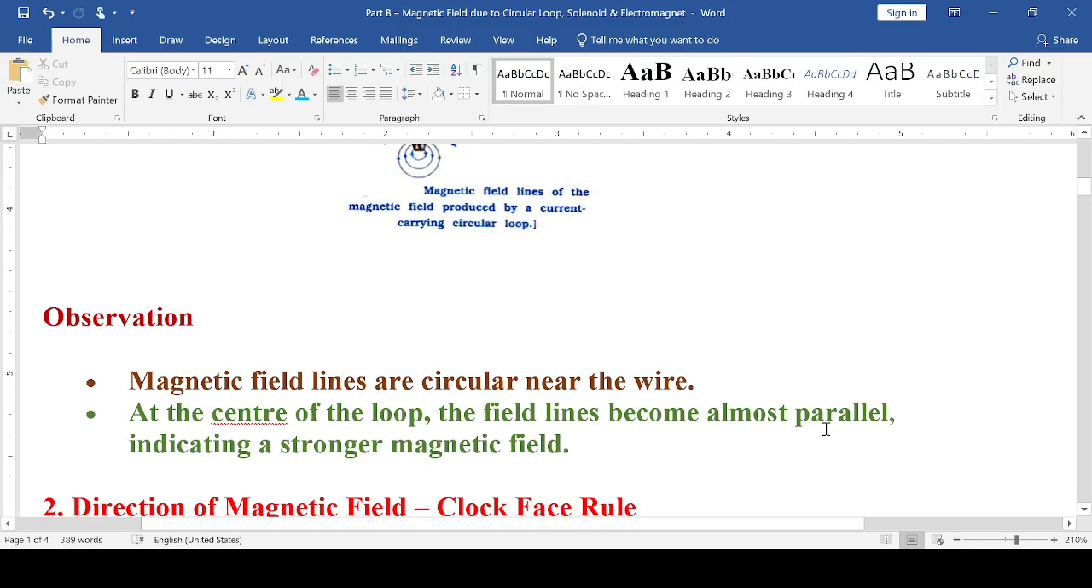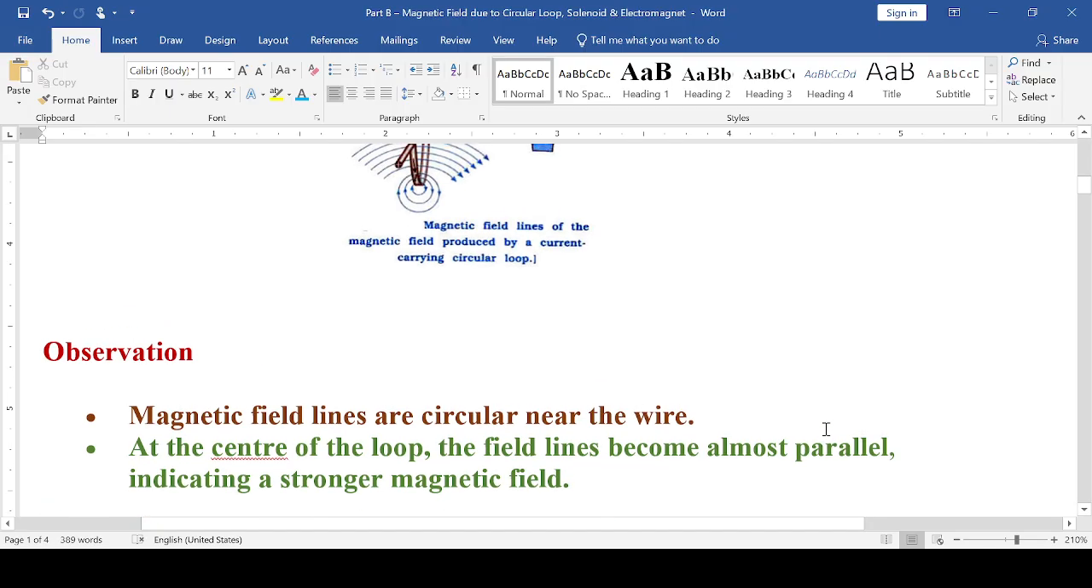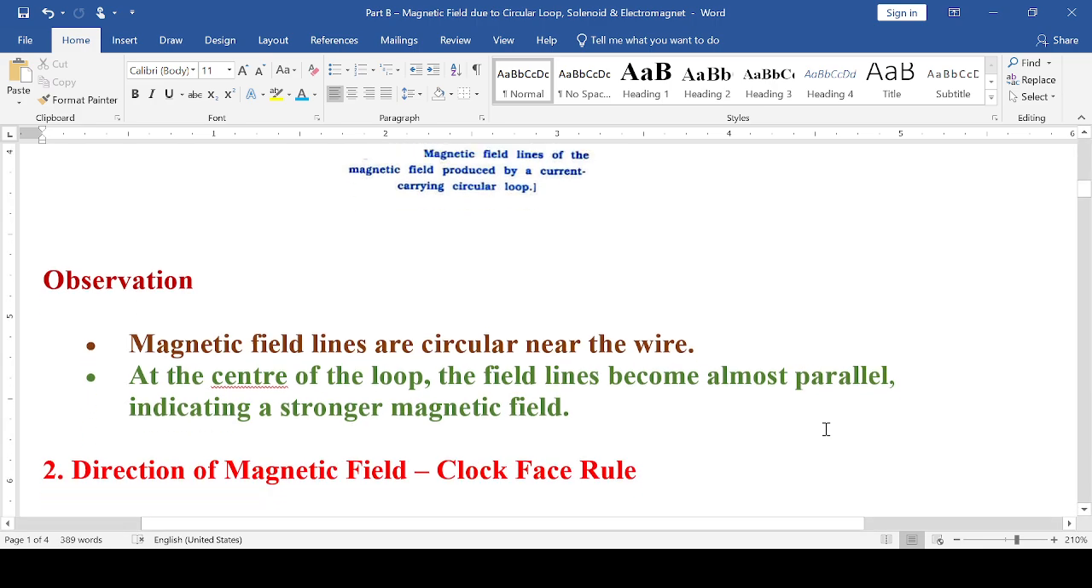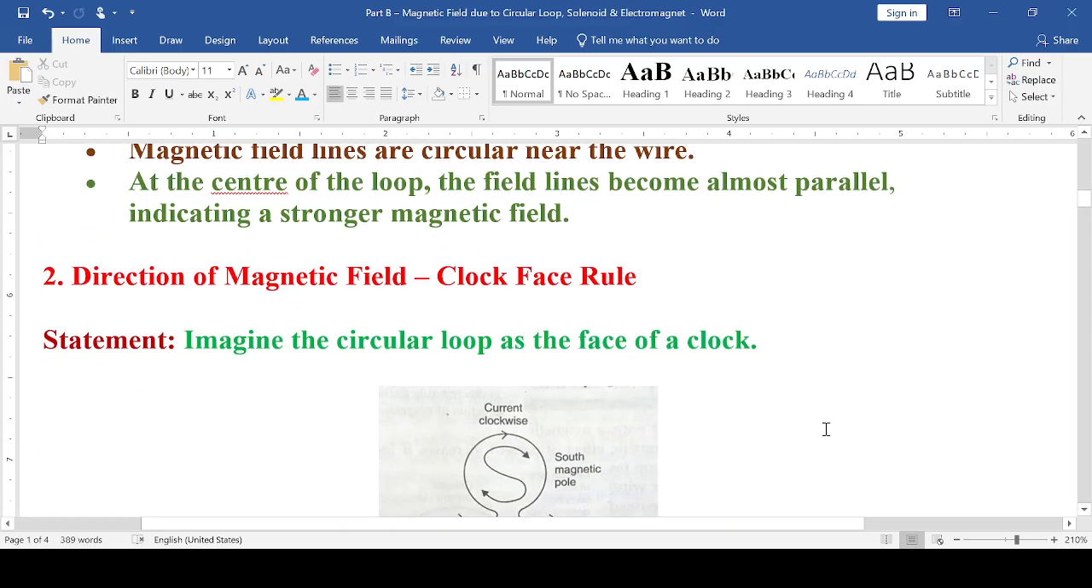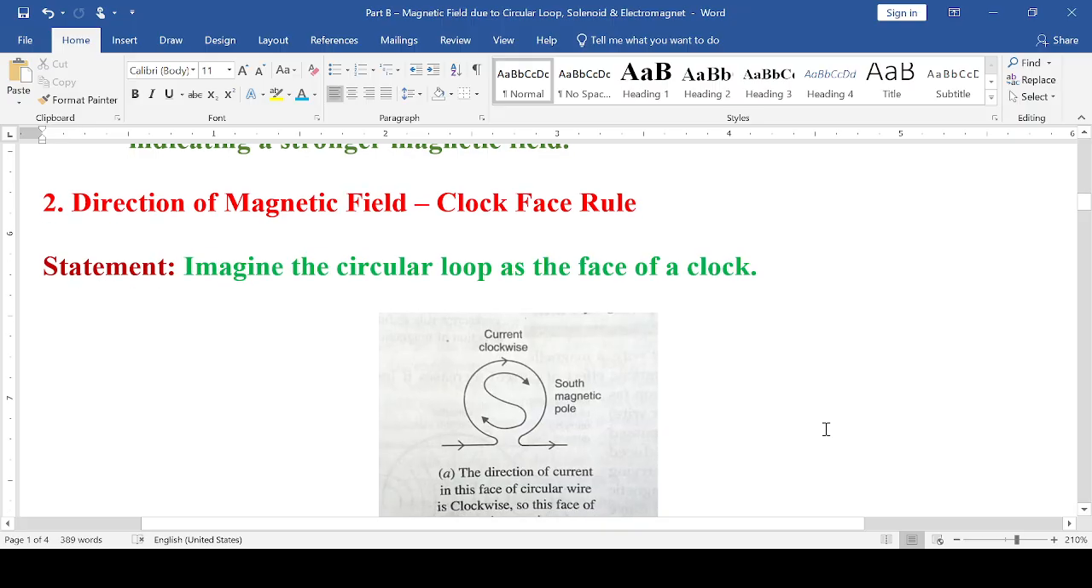So what did you observe? Magnetic field lines are circular near the wire. So what is the shape of the magnetic field lines? They are circular in shape, formed near the wire, and at the center of the loop, students, the field lines become almost parallel, indicating a stronger magnetic field. Please note, at the center of the loop the field lines become almost parallel, which indicates a stronger magnetic field. So what will be the direction of the magnetic field?